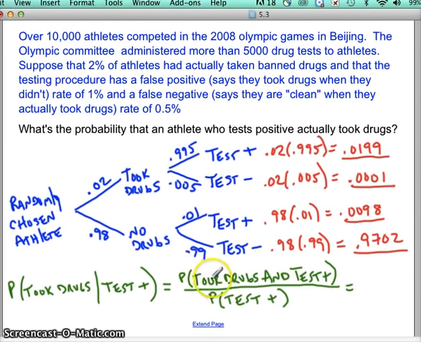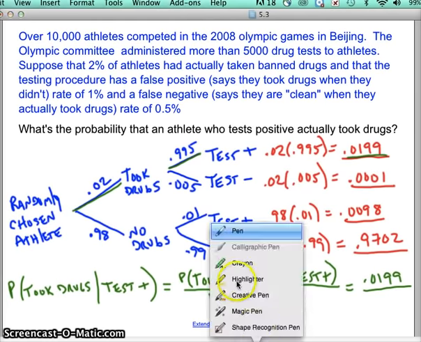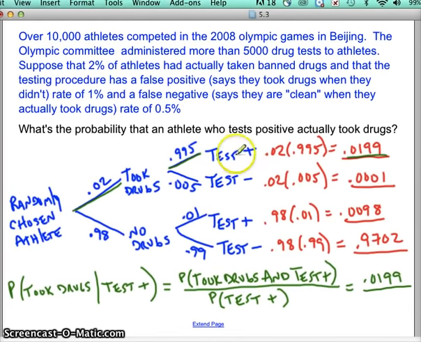Yesterday we talked about conditional probability, and the probability of both events is always what goes on top. So we're looking for the probability that they took drugs and tested positive. On the bottom, you put the probability of the given statement, so the probability that they test positive. Along that tree branch, they took drugs and they test positive. That was this probability right here, 0.0199. Now for the people who tested positive, we have test positive here and here. So the total probability of testing positive would be those two added up.